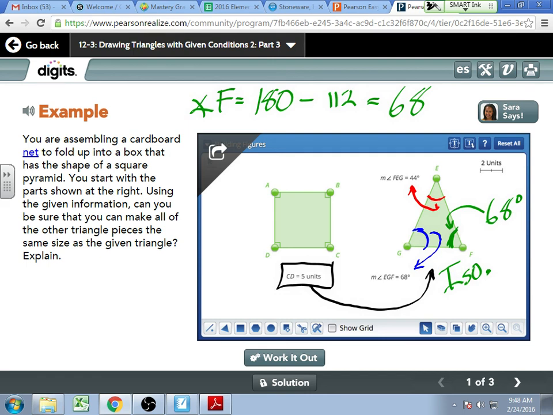Do I have enough information to make sure they'll be unique triangles? I have a side included between two angles, so I do. I know everything that I have to know.